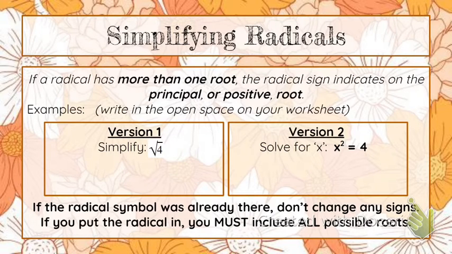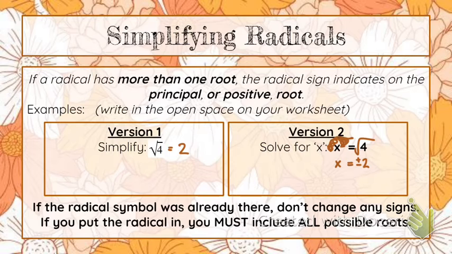So if the problem says simplify the square root of 4, that just equals 2 because the radical's already there. That means it represents the positive or principal root. However, in version 2, when we have to solve for x, if we want to solve for x squared, we need to take the square root of both sides, because squares and square roots undo each other. So that's going to give us just x. And then over here, we wrote the radical in. It was not there before. So we have to put plus or minus 2.